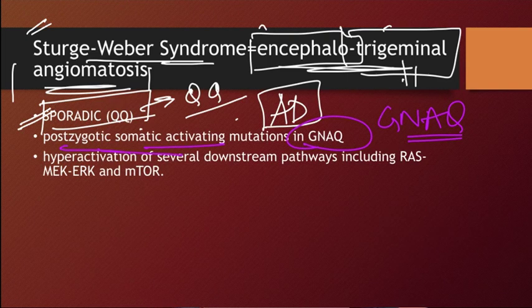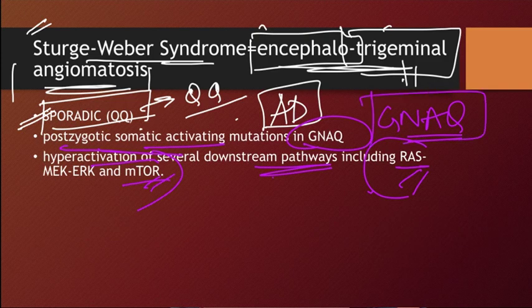What happens is, again, there is hyperactivation of several downstream pathways which include RAS pathway and mTOR pathway, which all comes down to the same thing that we've been talking about in all the neurocutaneous syndromes. So we talked about RAS when we were talking about NF1, mTOR we've talked extensively in tuberous sclerosis and VHL. So these same pathways are also affected in Sturge-Weber syndrome, but the culprit gene here will be GNAQ.